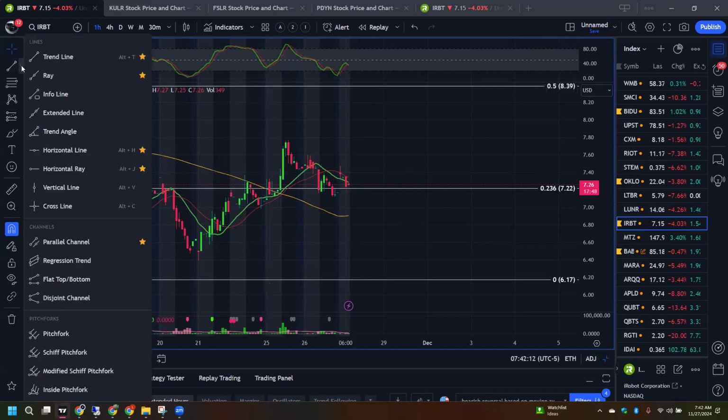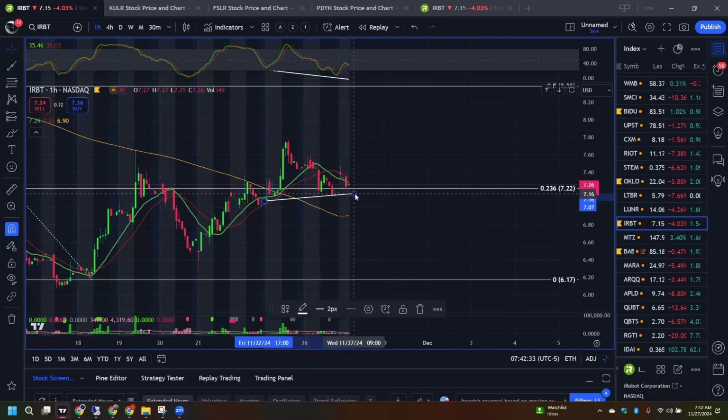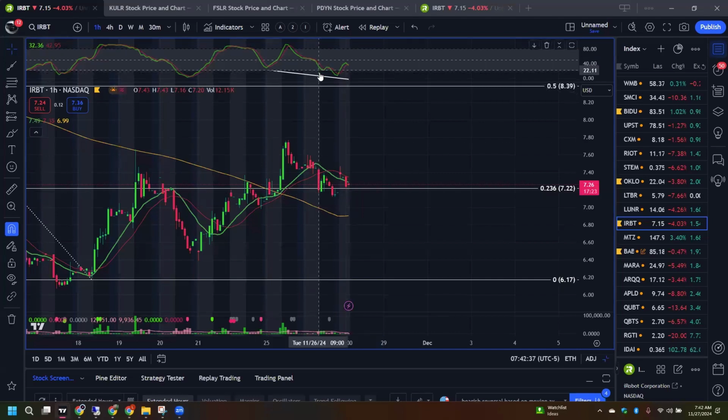Yes, nice divergence. Let's use a ray. Point to point, remember? From that point to that point, your stochastic or your oscillator is sloping down. But from the same point on the chart to the same point on the chart, it's slightly sloping up. So you got a little bit of divergence. That's a good bullish sign. Bullish divergence is drawn on the bottom. Bearish divergence is drawn on the top.